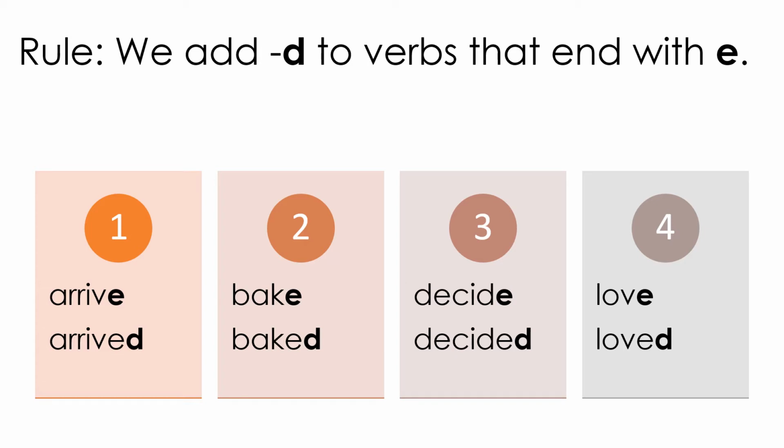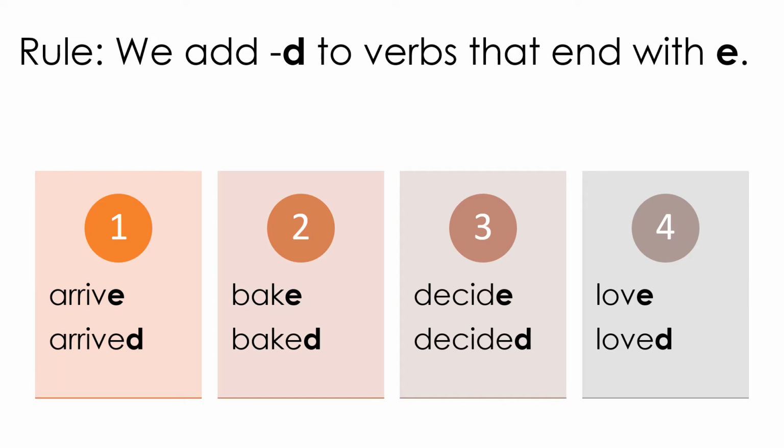Number 2, the word bake ends with e. You only add d to form its past tense. Bake becomes baked. Number 3, decide ends with e. You only add d to form its past tense. Decide becomes decided. Love ends with e, and to form its past tense, you add d.